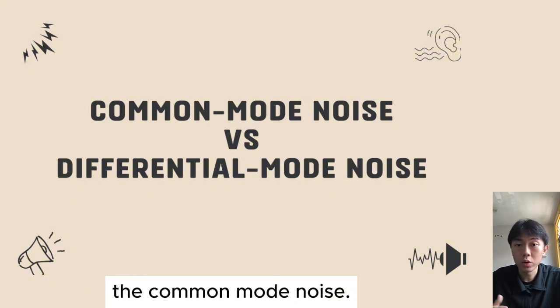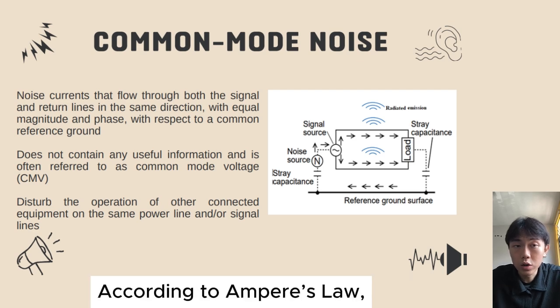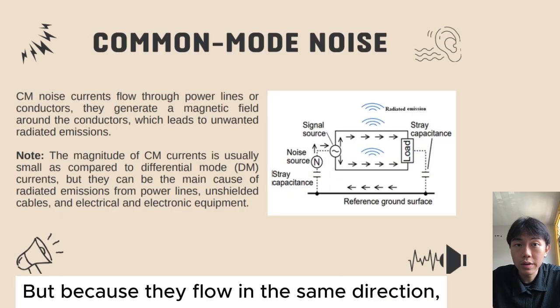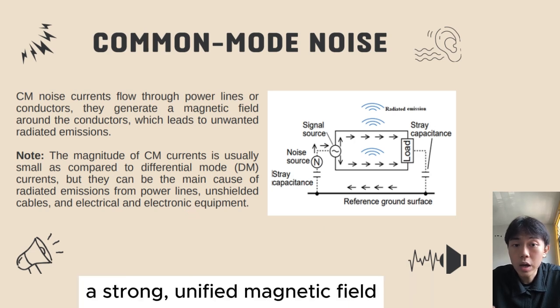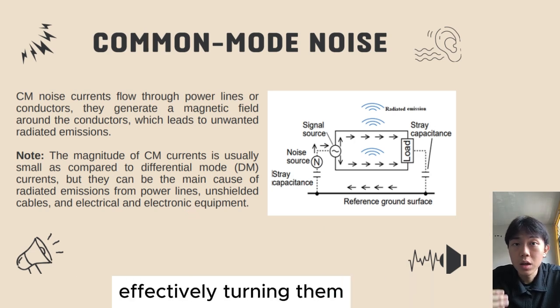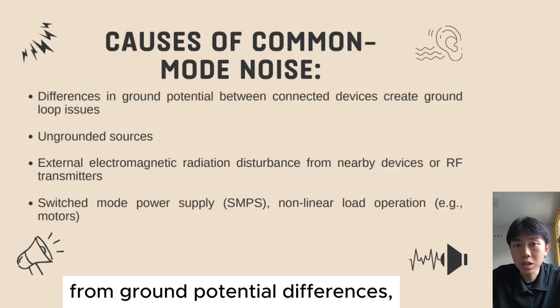Now I will explain common mode noise. Common mode noise currents flow through both the signal and return lines in the exact same direction with equal magnitude and phase. According to Ampere's law, these currents induce magnetic fields, but because they flow in the same direction, the magnetic fields don't cancel each other out, they superimpose. This constructive interference creates a strong unified magnetic field around the cables, effectively turning them into a transmitting antenna that causes unwanted radiated emissions. In real-world circuits, this is often triggered by ground loops from ground potential differences or ungrounded sources.